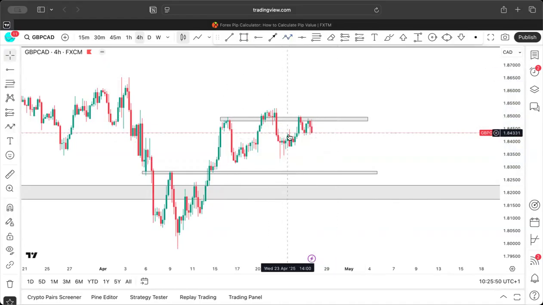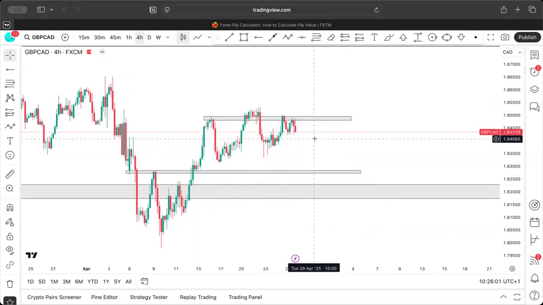But as you can see, it came back into this level, trying to create a head, shoulder, head, shoulder. So a lot of people will see this as a downtrend. Personally, I don't see this as the market being on a downtrend. I still think this market is bullish.